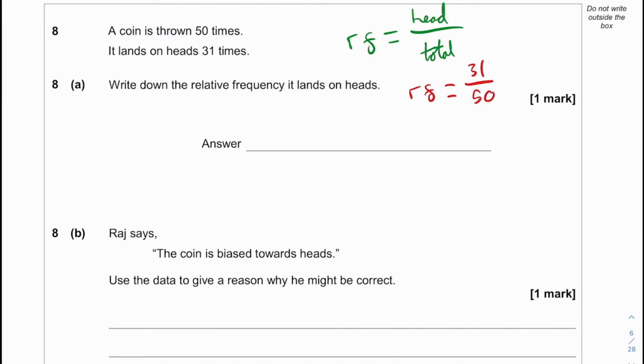We could leave the answer like this, but we can convert it to a decimal just so that's a bit nicer. So if we multiply everything by 2, top and bottom, we get 62 over 100, which is of course equal to 0.62. So the answer is 0.62.